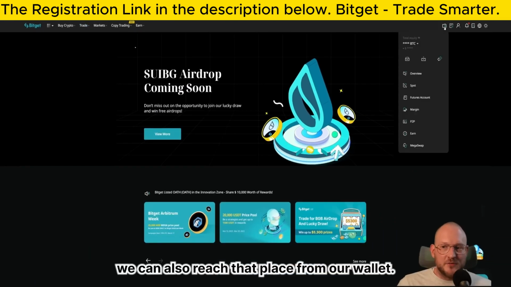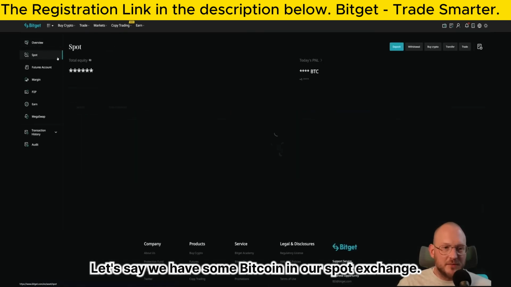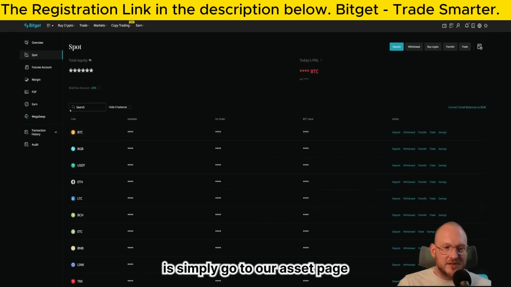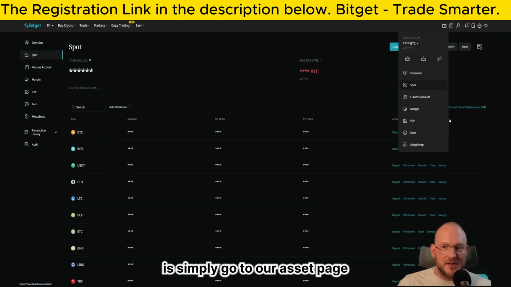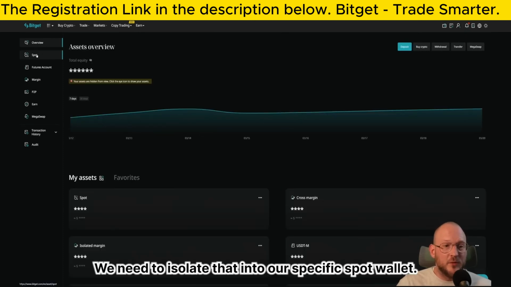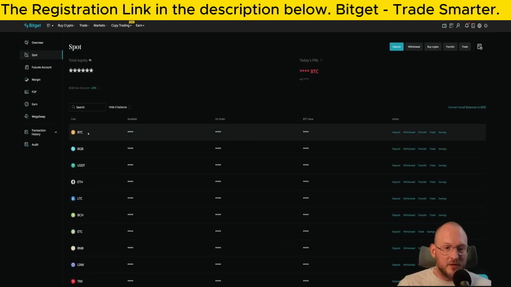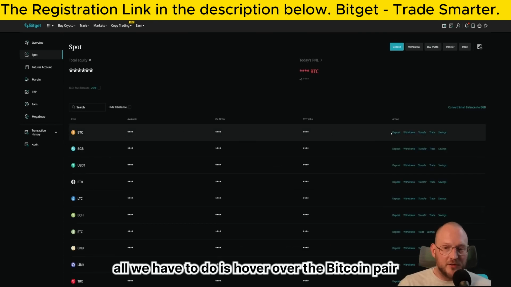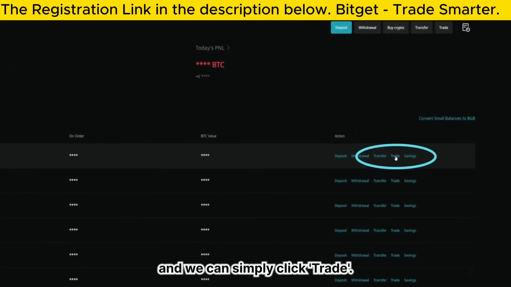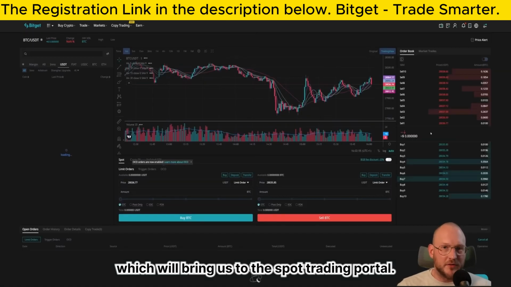Alternatively, we can also reach that place from our wallet. Let's say we have some Bitcoin in our spot exchange. What we can do is go to our asset page, where we see our complete funds available to us. We need to isolate that into our specific spot wallet. If we want to trade Bitcoin, all we have to do is hover over the Bitcoin pair and click trade, which will bring us to the spot trading portal.